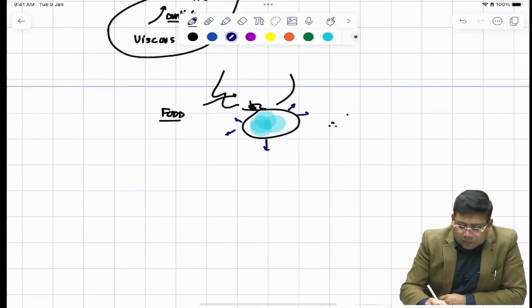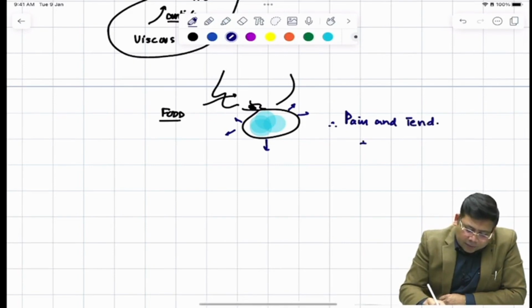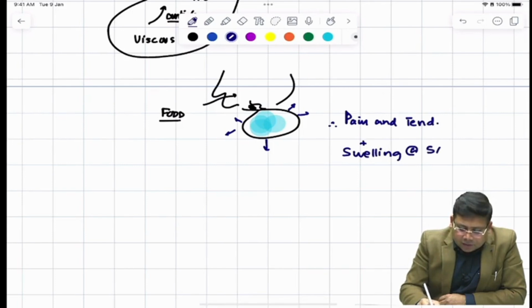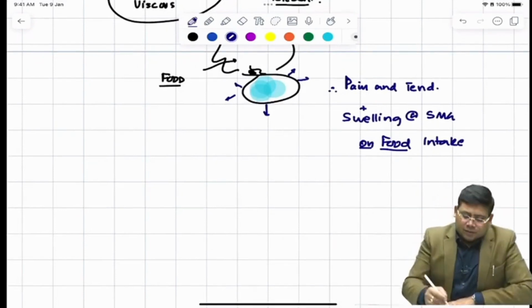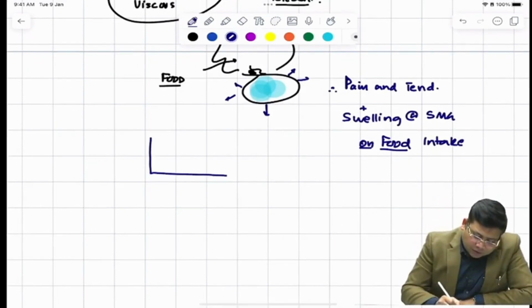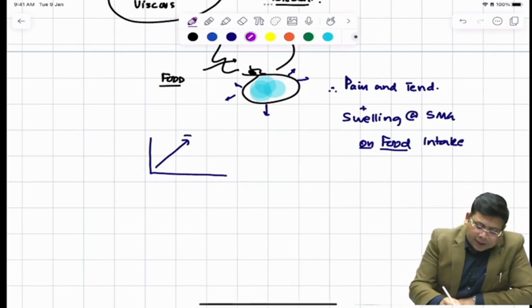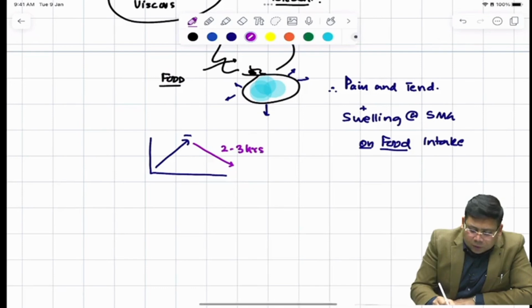So therefore the patient will have pain and tenderness, plus swelling over the submandibular gland region. This is very important on food intake. This is why the patient gives you the typical complaint. Do you know these symptoms will gradually decrease? These symptoms of pain, tenderness and swelling will decrease 2 to 3 hours postprandial.